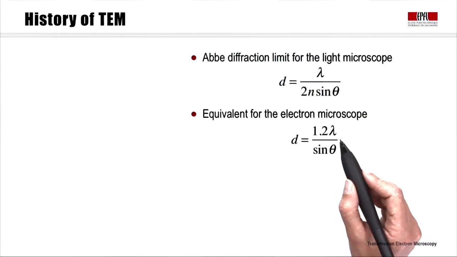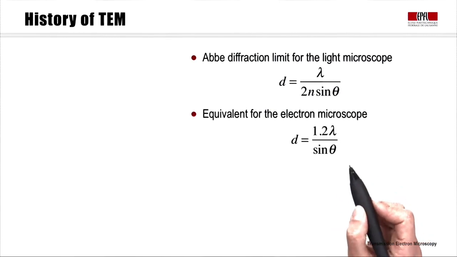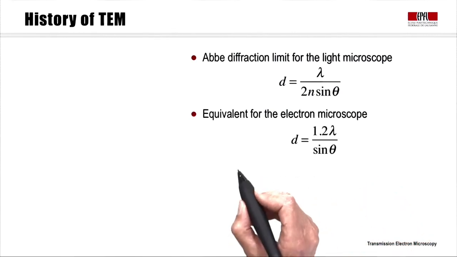For the light microscope, you all know the Abbe diffraction limit based on the Rayleigh criterion. It gives you the smallest detail that you can resolve in a microscope as a function of the wavelength, lambda, and the numerical aperture, n sin theta. A similar formula holds for the electron microscope, where lambda is the wavelength of the electrons and theta the maximum angle at which electrons are collected.